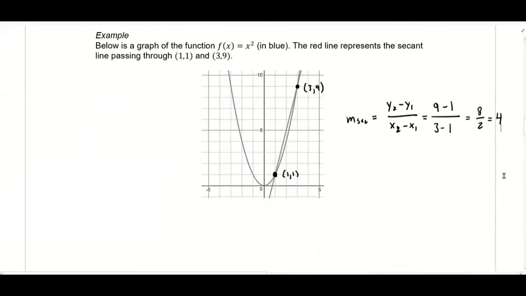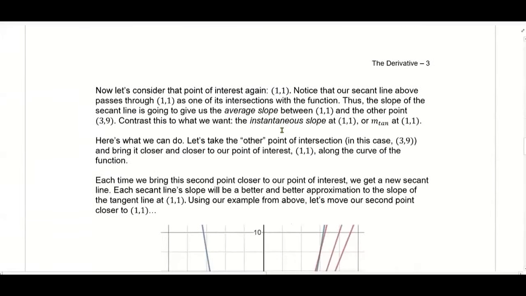Now the thing about the slope of the secant line is it actually represents the average slope of this curve between these 2 points. So that 4 is like the average rate of change from point 1 to point 2, 1, 1 to 3, 9. But that's not quite what we want, right? We want the instantaneous rate of change. We want the slope at a single point. So rather than wanting the average slope, we want the instantaneous slope. So how do we go about that idea?